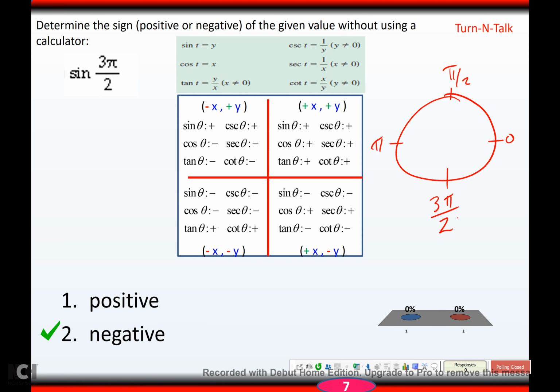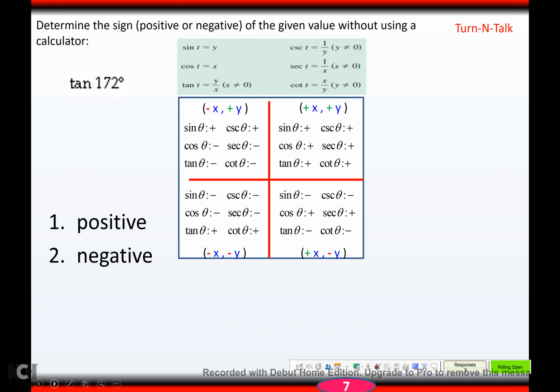3 pi over 2. So that's actually on an axis. This is a quadrantal angle. I didn't realize that I put any of them in there. Well, the coordinates here would be 0, negative 1. And sine is y, and y is negative. So sine of 3 pi over 2 is negative.